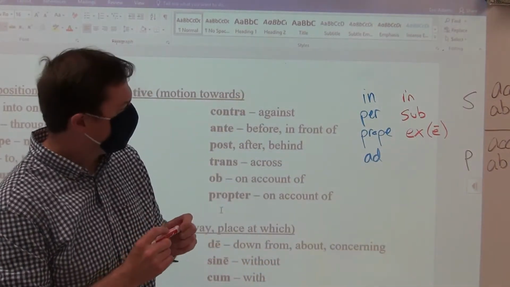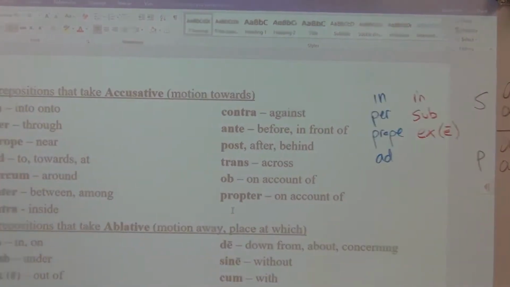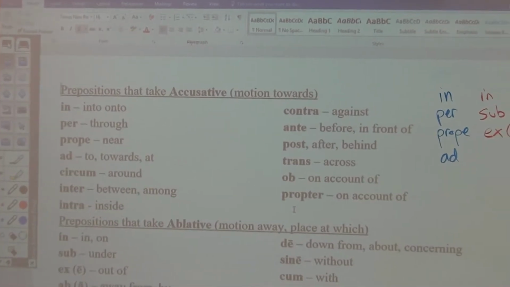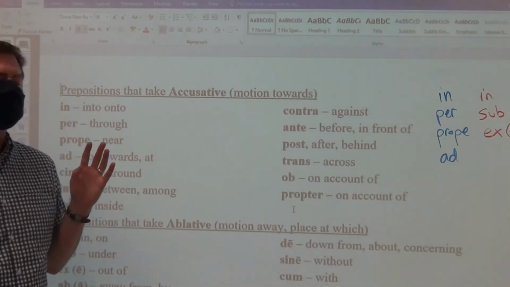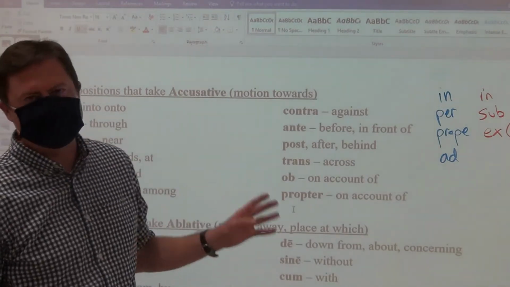So, nevertheless, in Latin, a preposition, just like in English, is going to have an object. We call that the object of the preposition, and thus a prepositional phrase.